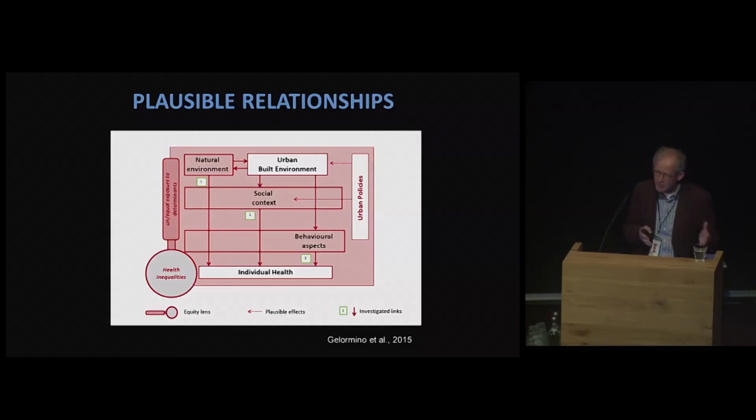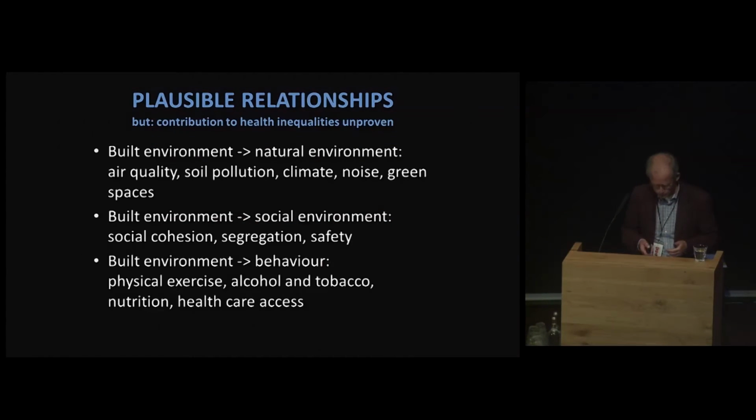Relationships through the natural environment, through the social context that is created by the built environment, and through a number of behavioral aspects. And along each of these three mechanisms, the urban built environment may influence the health of people living in poorer or richer neighborhoods. And these are a number of examples that come out of the research that has been done in this field.